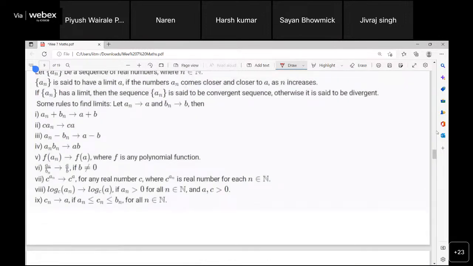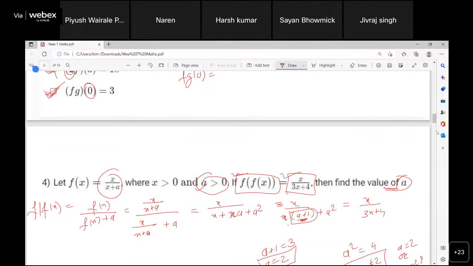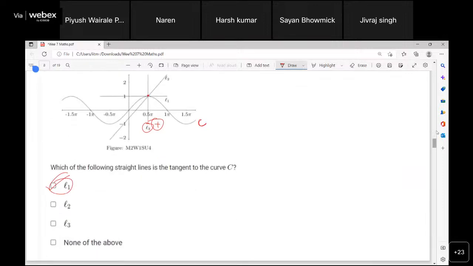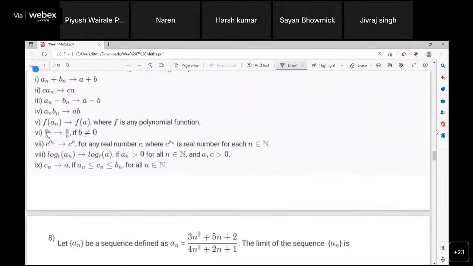Okay, so any doubt before moving to sequences? Any doubt in tangents or arithmetic operations of algebraic functions? Anyone, any doubt? No, sir.